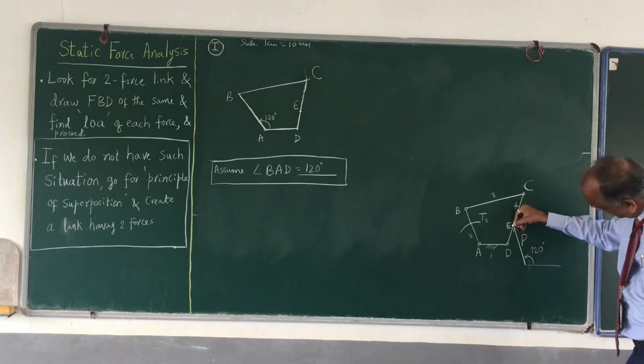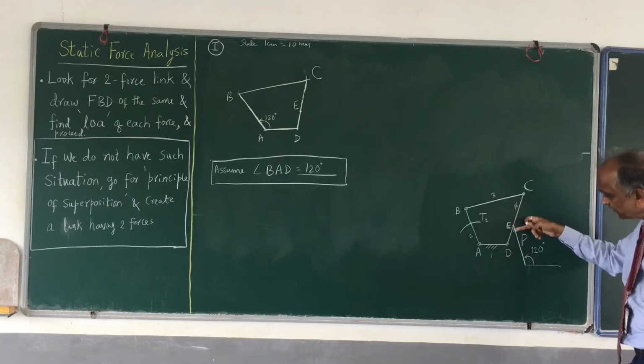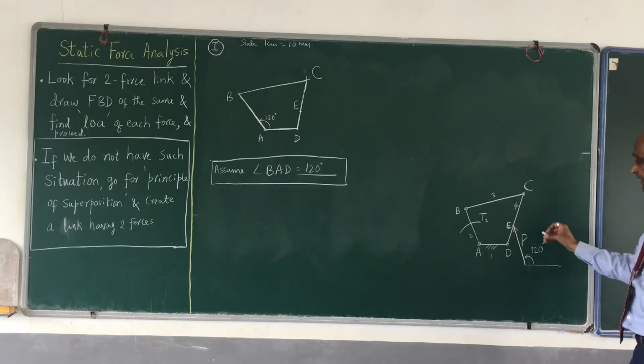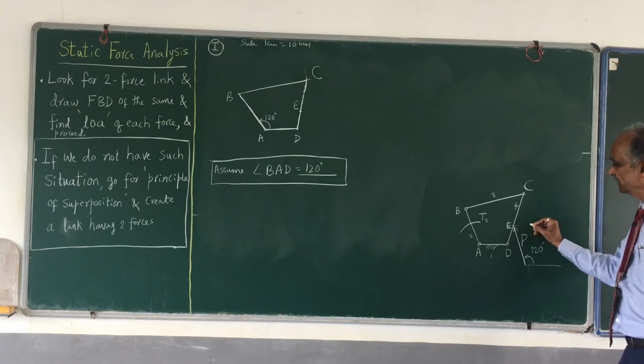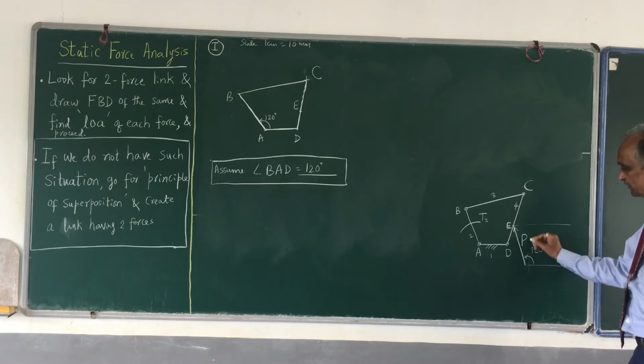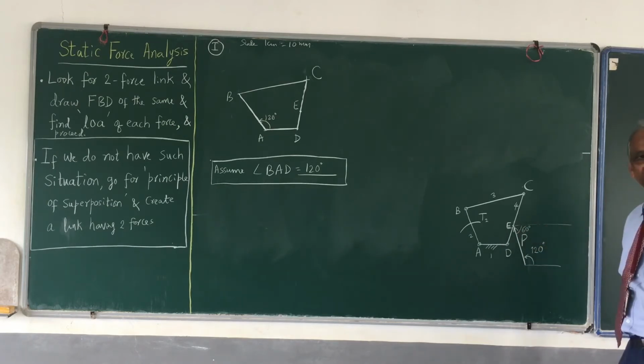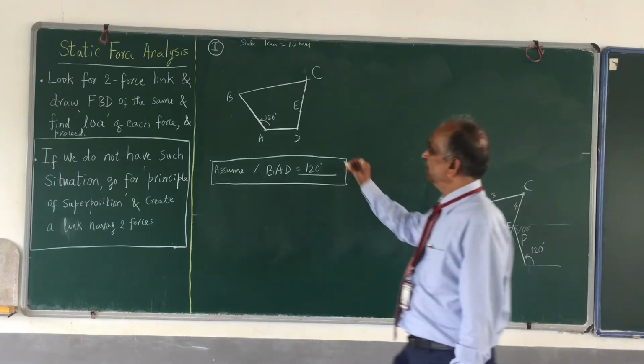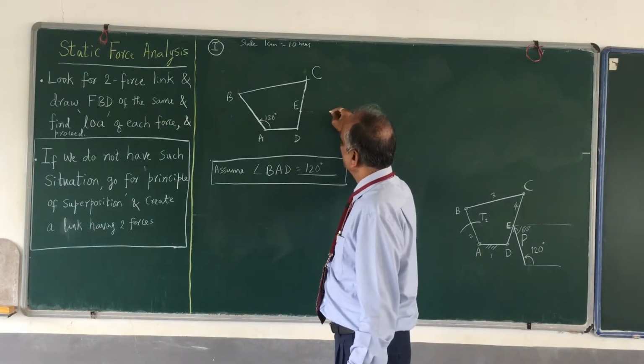So this is my starting point. I want to draw this line. How should I draw it? I just draw another horizontal line. This line is parallel with this. If this is 120 degrees, what will this be? You know that this is 60 degrees. And therefore, at point E, I draw a horizontal line.